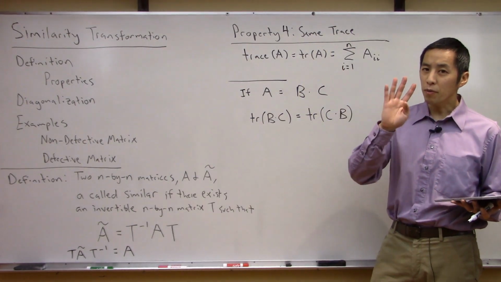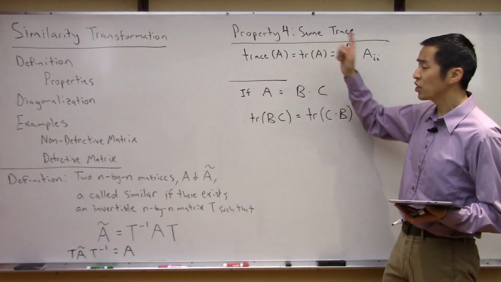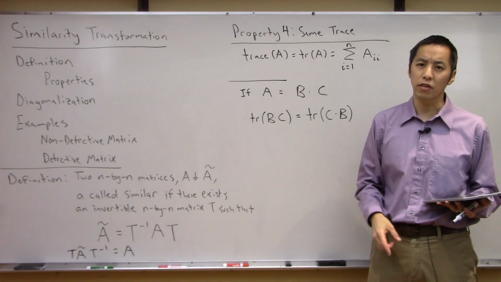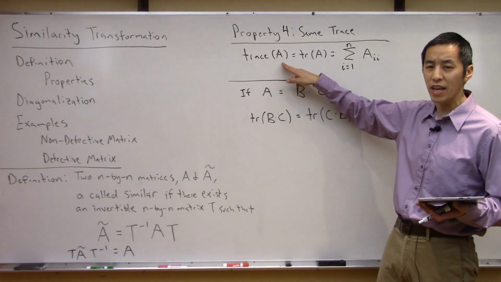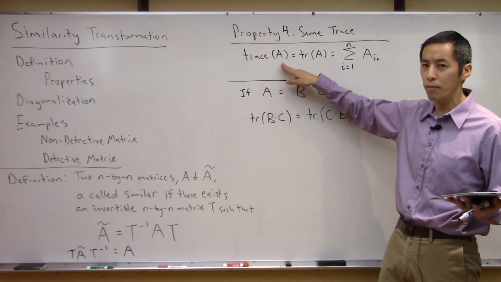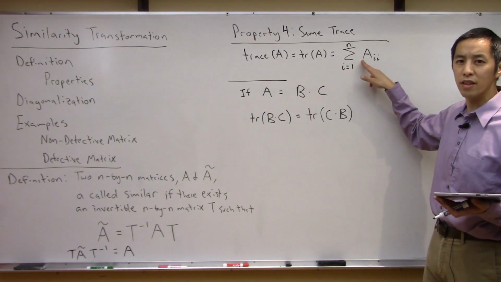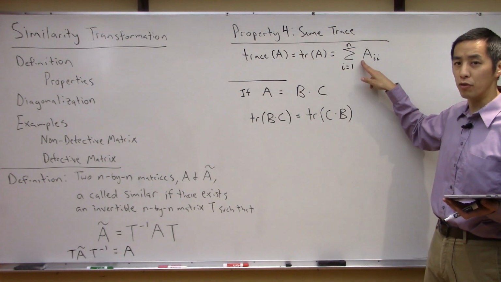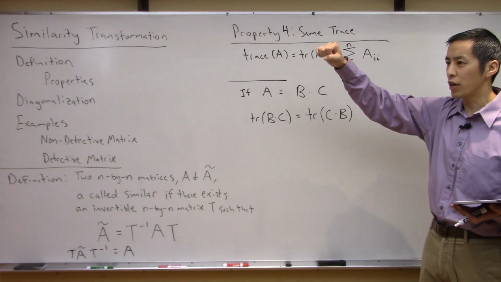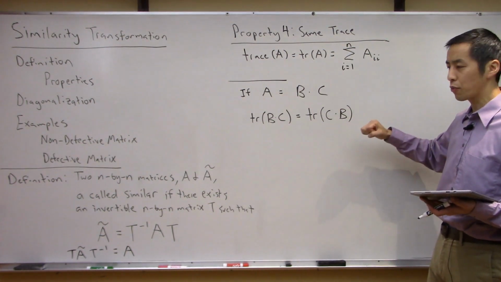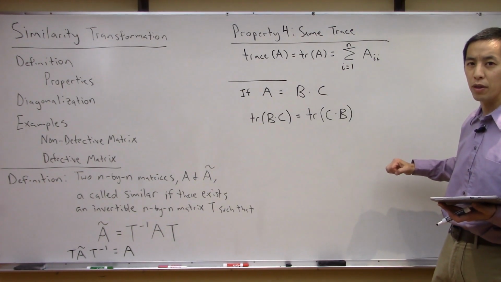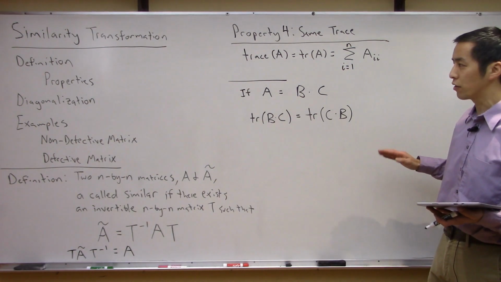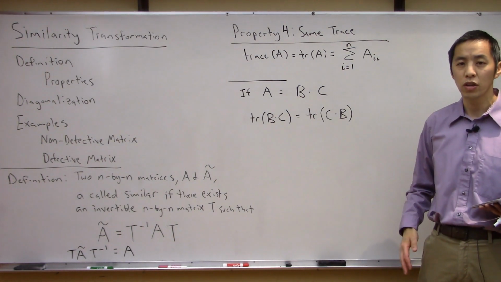All right, so property number 4 of similar matrices is that they have the exact same trace. Now remember, the idea with the trace, the definition of the trace of a matrix A, remember again, we're talking about square matrices, it's just the sum of all of the diagonal elements, right? So you just basically take the 1,1 element, add to the 2,2, add to the 3,3, add to the 4,4, and so on, add to the n,n element, basically just sum up all the entries along the diagonal. That's the definition of trace.